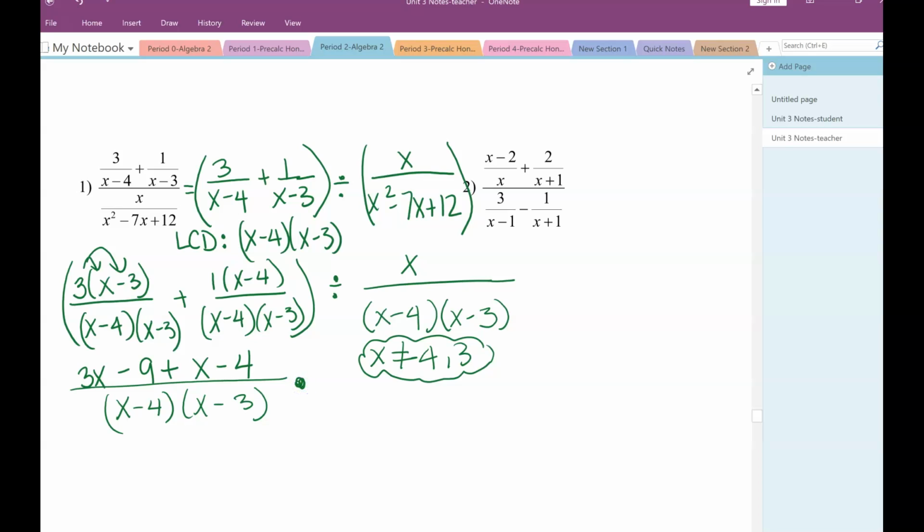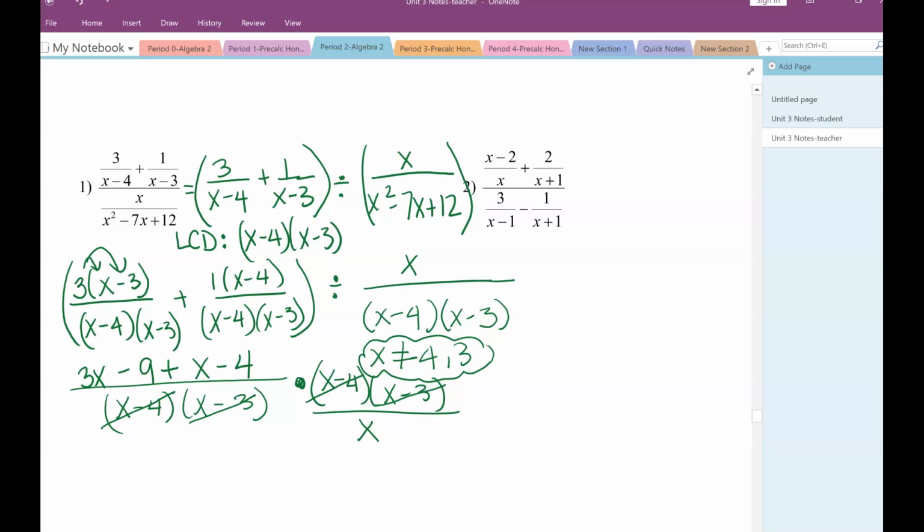Yes or no? Yes. On the numerator now, I now have quantity of x minus 4 times the quantity of x minus 3 over what? X. Good. Can I reduce anything? Yes. What are we going to reduce? X minus 4. Did we state those restrictions already? Yes, so I don't need to worry about it. I can go straight to reducing.